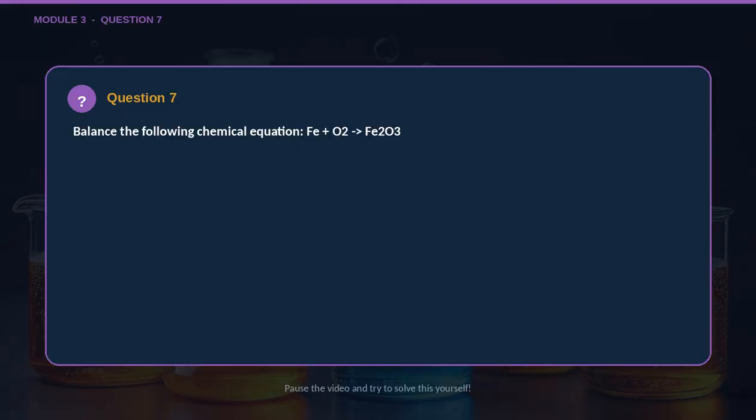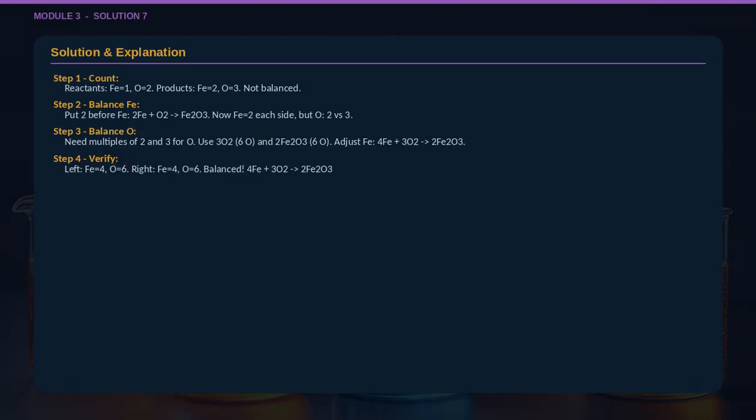Question 7. Balance the chemical equation: iron plus oxygen gas yields iron(III) oxide. Try it yourself first. Let's balance it step by step. Count atoms: left side has 1 iron and 2 oxygen, right side has 2 iron and 3 oxygen.